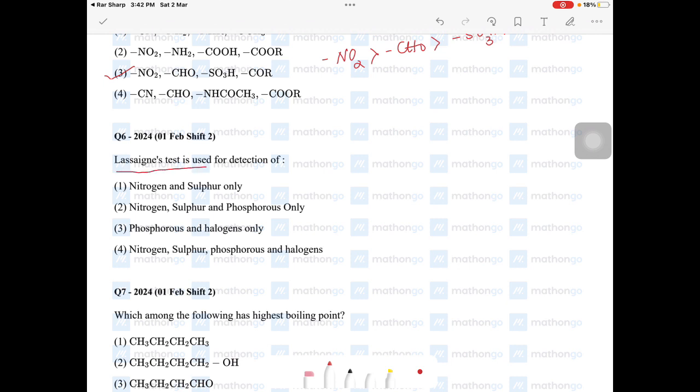Lassaigne's test is used for detection of nitrogen, phosphorus, sulfur and halogens. That's why option D is correct. It is used to detect nitrogen, sulfur, phosphorus and halogen.